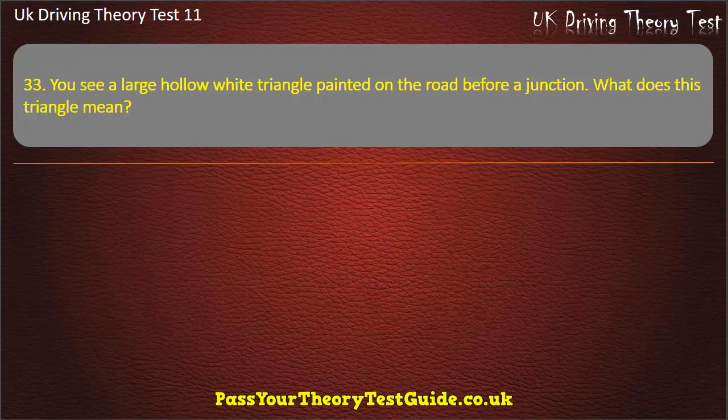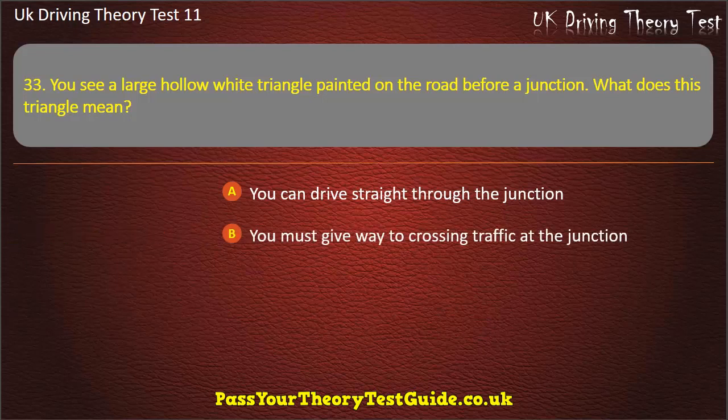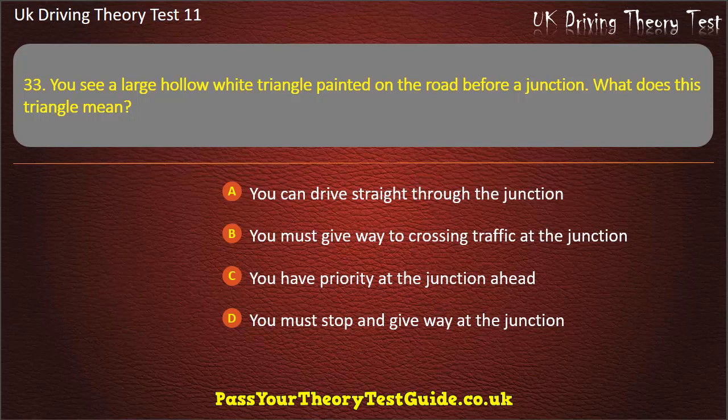Question 33. You see a large hollow white triangle painted on the road before a junction. What does this triangle mean? You can drive straight through the junction. You must give way to crossing traffic at the junction. You have priority at the junction ahead. You must stop and give way at the junction. Answer. You must give way to crossing traffic at the junction.